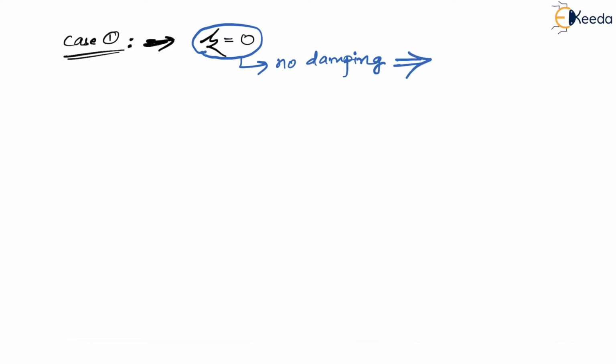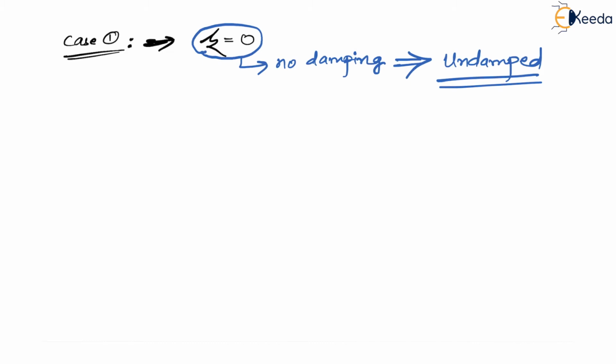Case 1. Let me call case 1 zeta equal to 0. What happens when I say my damping factor is 0, when zeta equals 0? It means my damping ratio is 0, yes. So if my damping ratio is 0, there is no damping, and it implies that the system is going to be an undamped system. Getting my point? It is going to be an undamped system. Now, what is the overall transfer function?